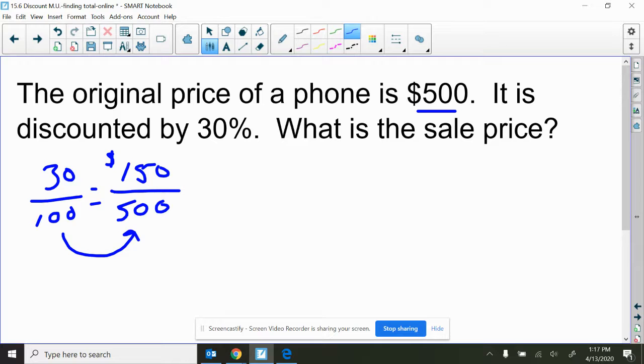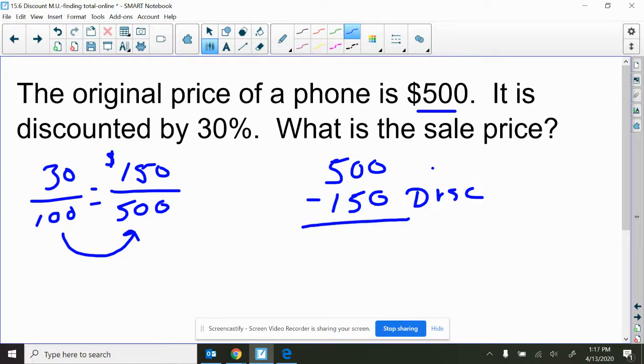Now that's not the new price, that is the discount. So we take our original price of 500, subtract the $150 discount, and our new selling price is $350.